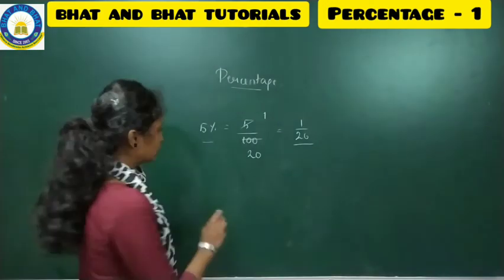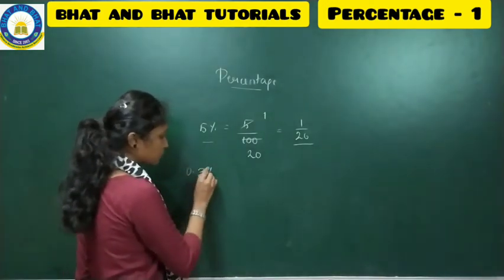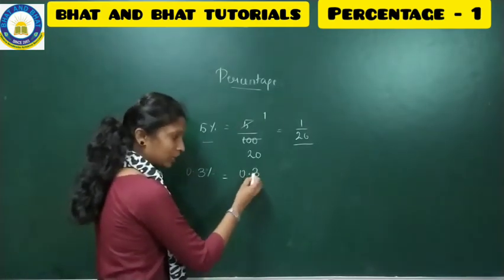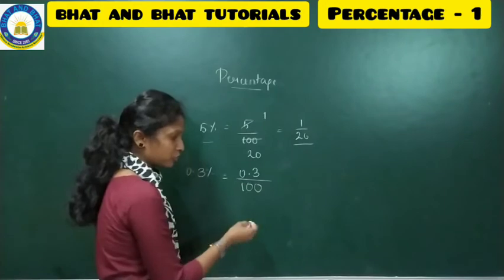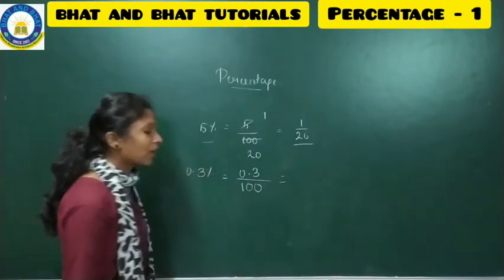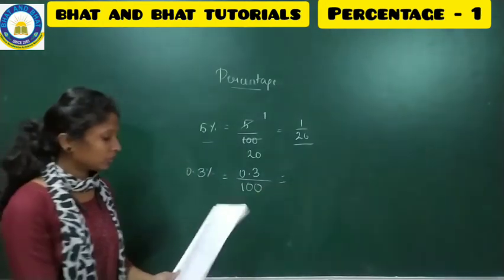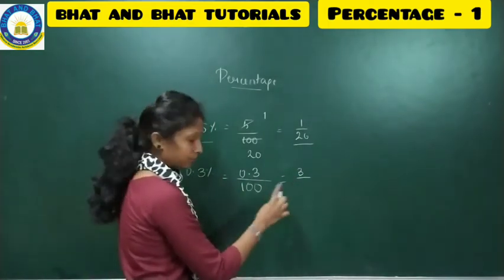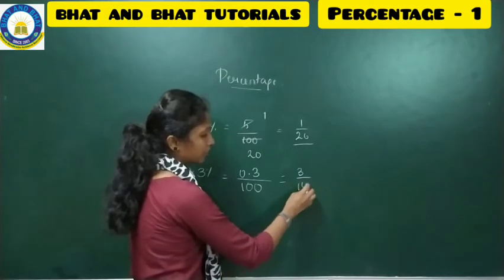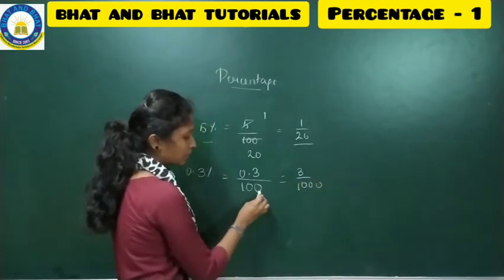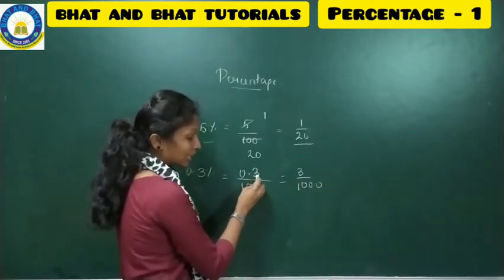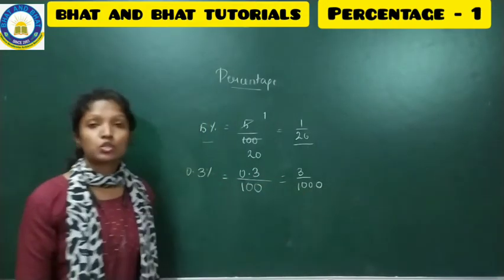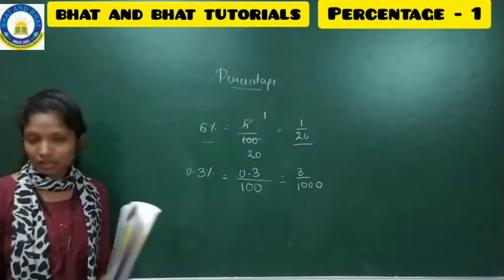But when they give you decimal numbers, 0.3%, express this in fraction. How will you do? 0.3 divided by 100, the first format as it is you will write. And now you start removing the point. So when you remove the point, it will just become 3, and instead of 100 it will become 1000. Why 1000? Because after the point there is only one digit, so here only 10 I'm going to put, so it will become 3 by 1000.